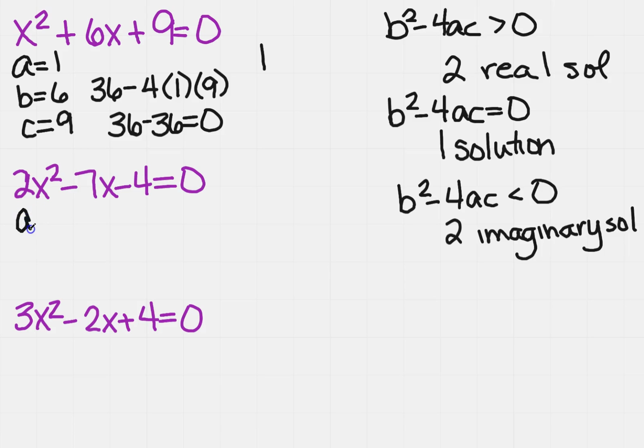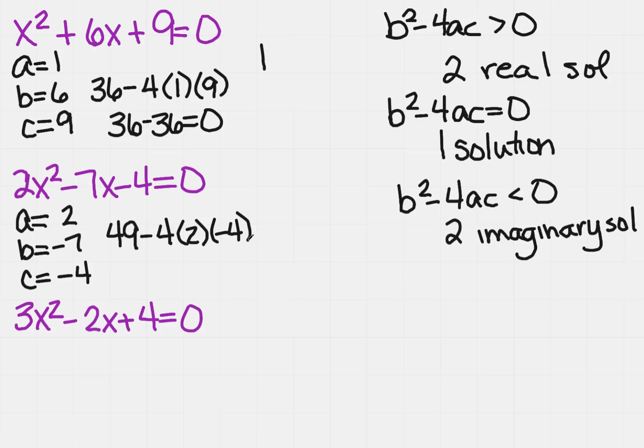Now you want to try the second one, so I want you to find a, b, and c. So you might want to pause the video, come back, see if you're getting all the same answers that I am. Again, you're going to plug into b squared minus 4ac, so b squared is 49 minus 4 times 2 times minus 4. And when I do that, I get 49, and then I have 8 times 4, which is 32. It's going to be positive, and that number is going to be greater than 0. So if it's greater than 0, it says you have two unequal real solutions. So we know there's going to be two solutions for this one.